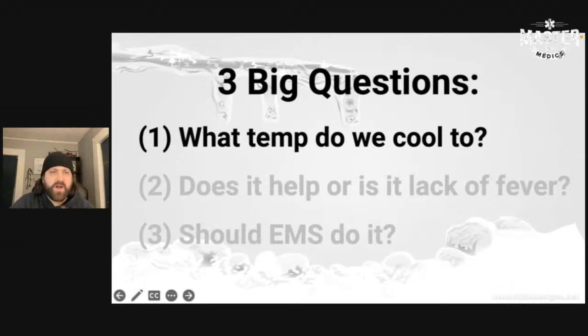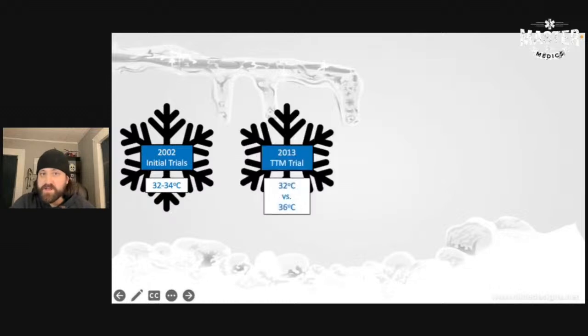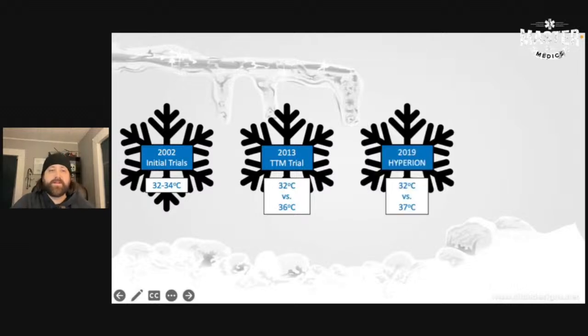So, starting here, what temperature should we cool to? The initial trials from 2002, which is really where targeted temperature management kicked off, cooled patients to 32 to 34 degrees Celsius. Then in 2013, you had the TTM trial, which compared 32 to 36 degrees Celsius and found no difference between 32 and 36. 32 could come with more complications, and 36 was considered equivalent. So now it was at least 36 degrees. That was adopted by the AHA in the 2015 guidelines. That's when EMS really started saying, oh, we should be cooling these patients.